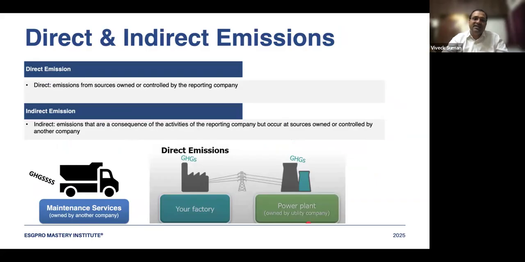Another is maintenance services, which is a different company offering you, so it is indirect emission. So all three are different activities which we need to calculate. Emission source identification starts with the IPCC guideline. Again, trick of the trade. Note it down in your book.